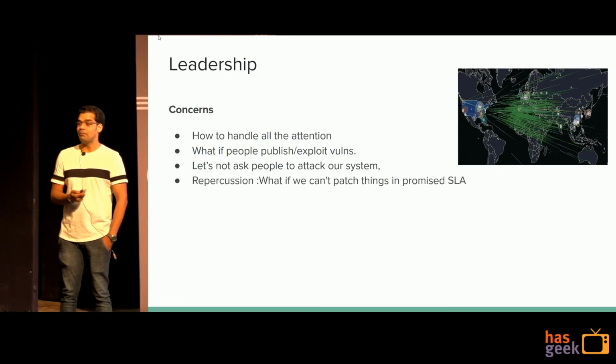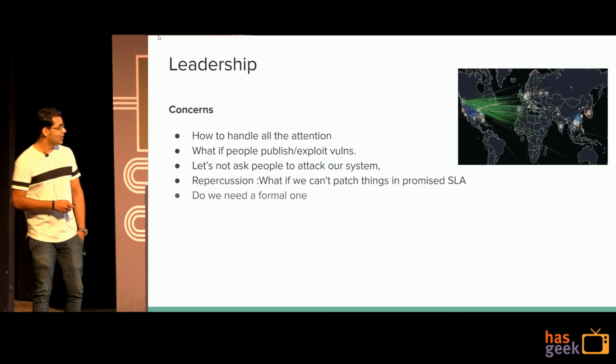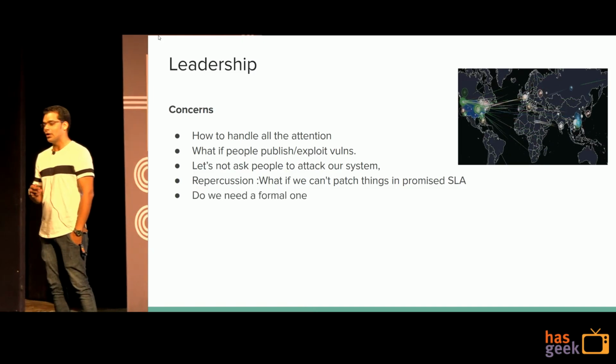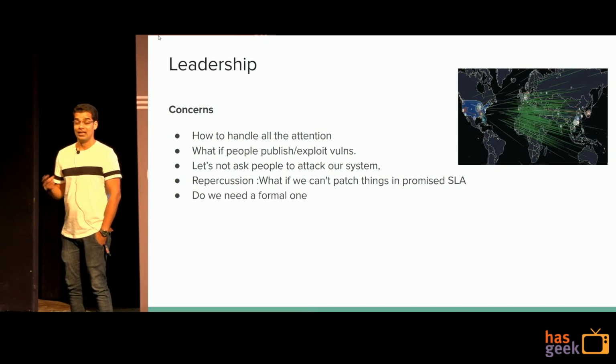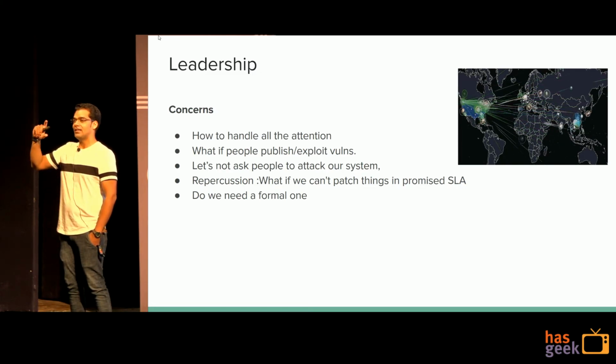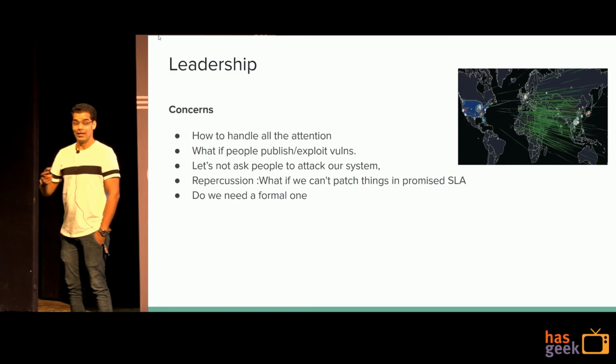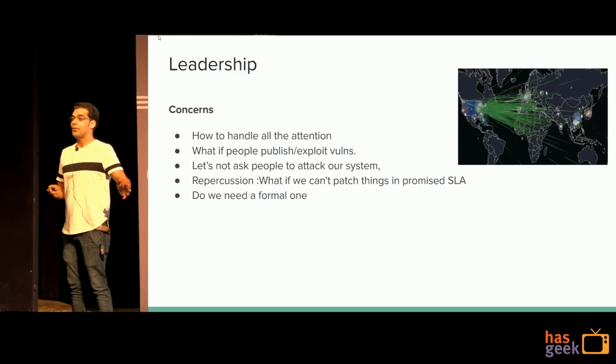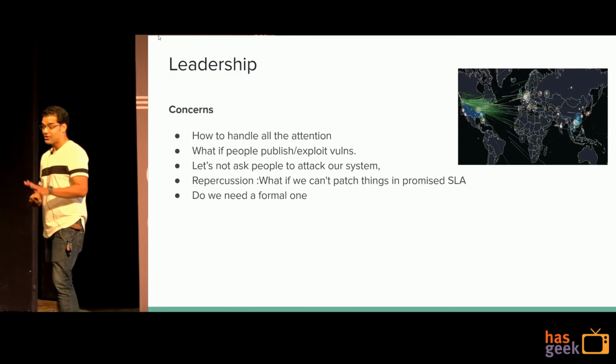Repercussions, if you can't patch things within a defined SLA. Do we need a formal one, or if someone submits, we'll pay them out? This becomes a problem because if you have a bug bounty program, you have defined out-of-scope and in-scope vulnerabilities. If you don't have one, they can do whatever they want, and you're going to be in bad shape, right?